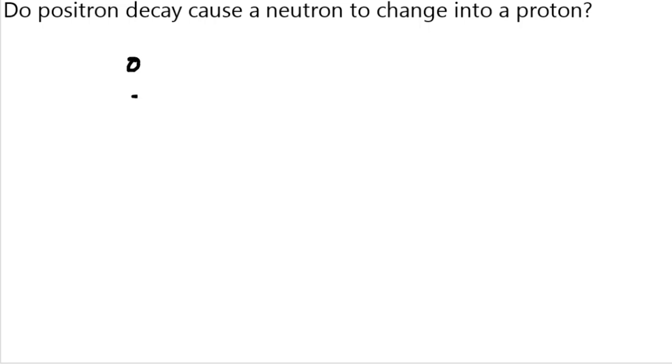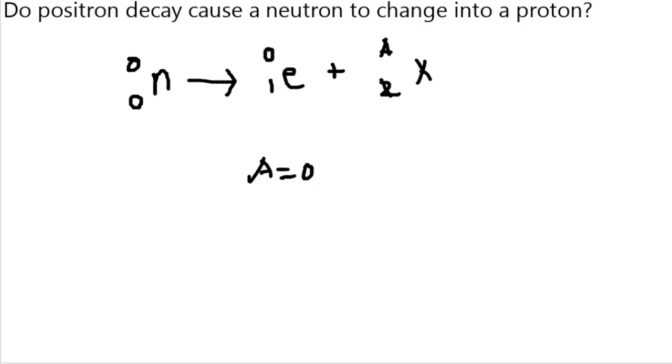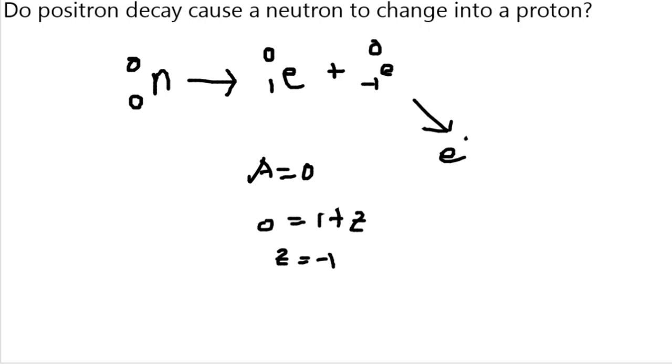Does positron decay cause a neutron to change into a proton? So let's say we do have a neutron here, and it will undergo a positron decay. So is it going to produce a proton or another particle? So let's solve for this one. If we're going to solve for A, that is just going to be 0, so our particle is massless. And if we're going to solve for Z, we have a negative 1, which is not a proton. So positron decay causes a neutron to change into an electron, not a proton. So this statement is basically false.